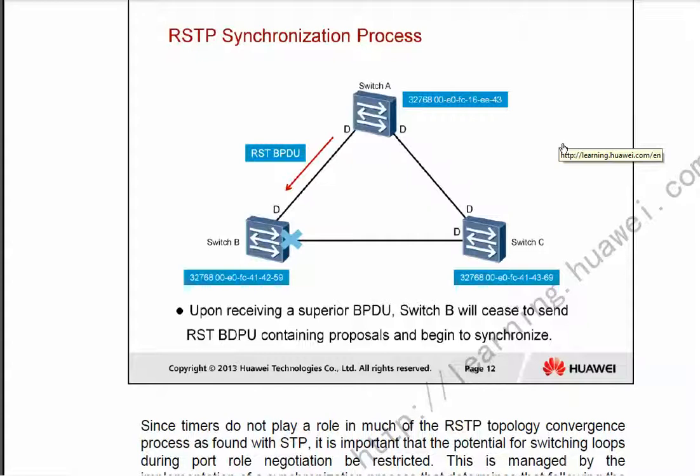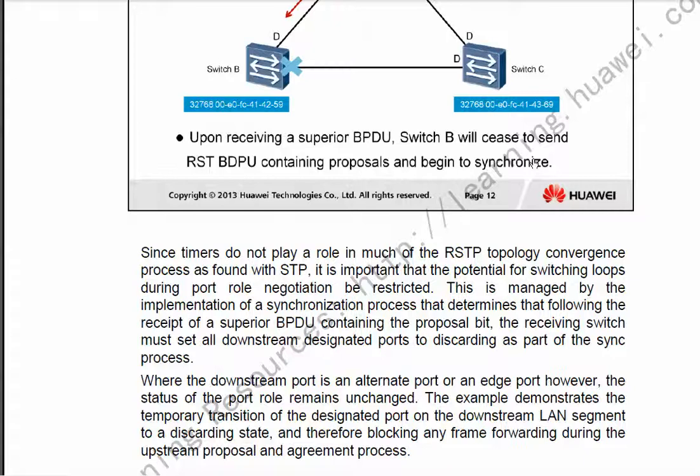When the root bridge receives the reply, it will change its own designated port into forwarding right away. Since it doesn't use the timer, it will make the network convergence much faster than STP.